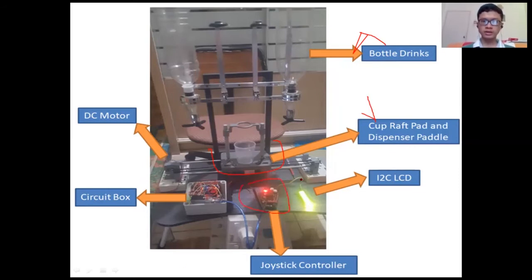And the I2C LCD we use to display the drink name, and when the user clicks the push button on the joystick, it will display drink 1 ready, drink 2 ready, drink 3 ready, and drink 4 ready. That is the function of the I2C LCD. And why do I use the I2C LCD in this project? It is because it uses fewer pins, and it is easier to program and easy to troubleshoot.